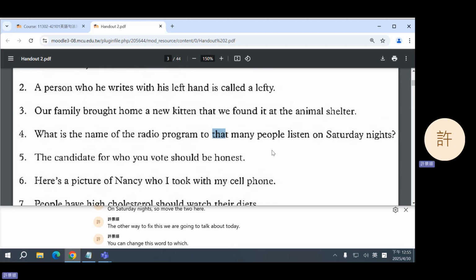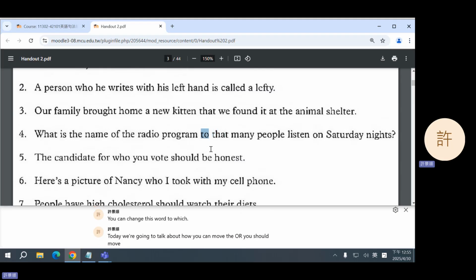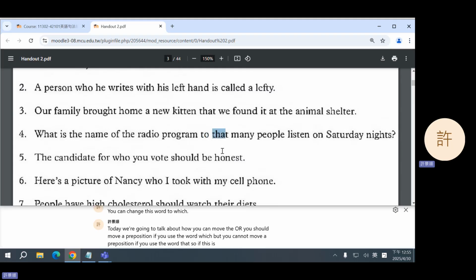Today we're going to talk about how you can move, or you should move, a preposition if you use the word which, but you cannot move a preposition if you use the word that. So if this is which, it's correct.